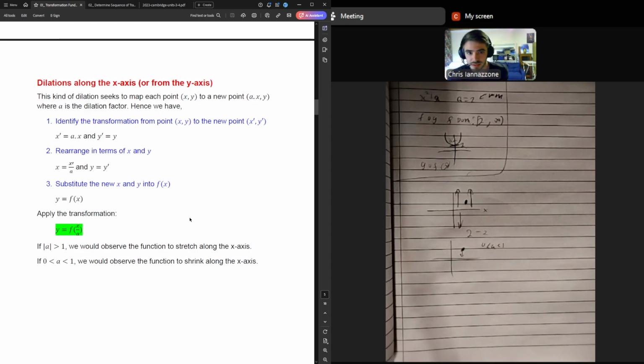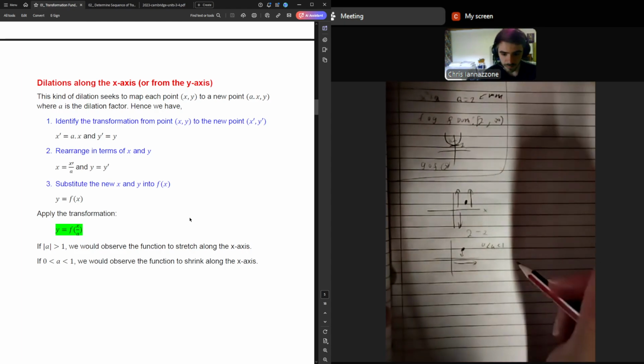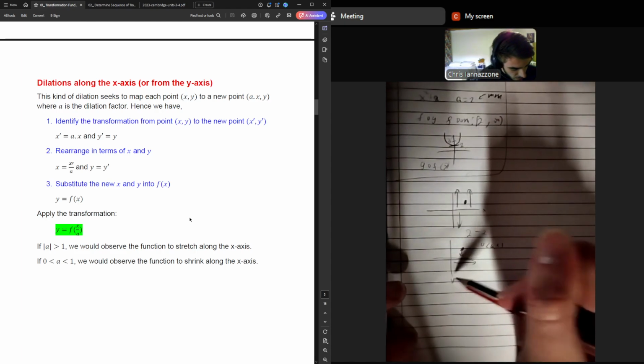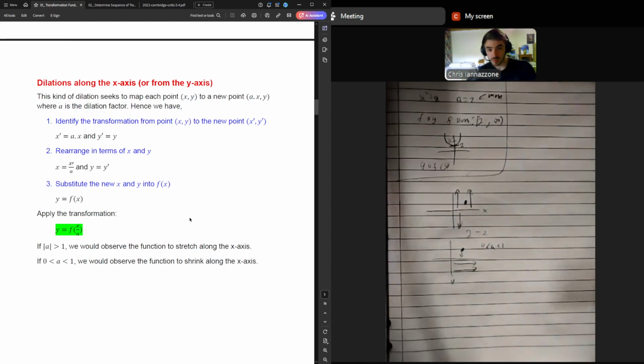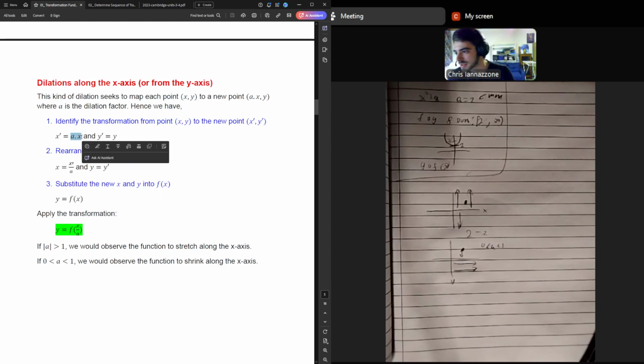So, another set of dilations here. In this case, we are doing a dilation along the x, or alternatively from the y. Those mean the same thing. Again, along the x, so here's our x-axis going in that direction. Alternatively, from the y, getting away from our y values. Those are pointing, once again, in the same direction. So, not much is changing here. The a value is now going to go on the x this time. Rearrange, substitute. That's all it really takes.